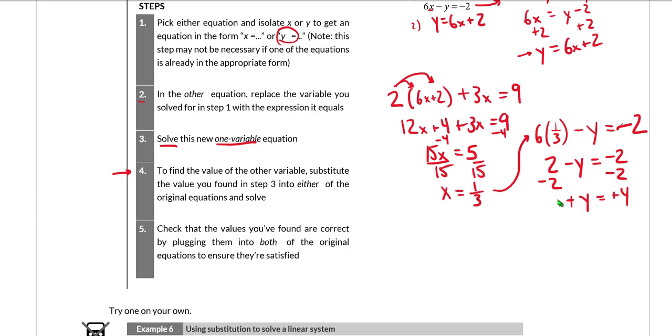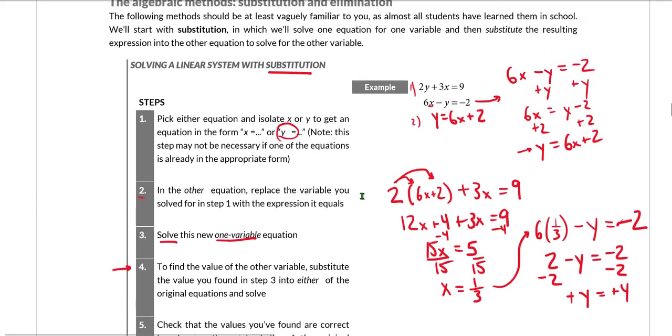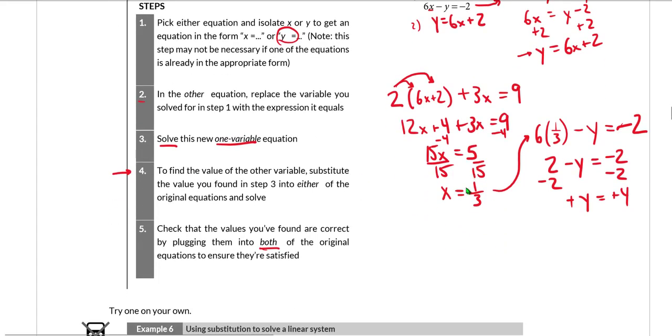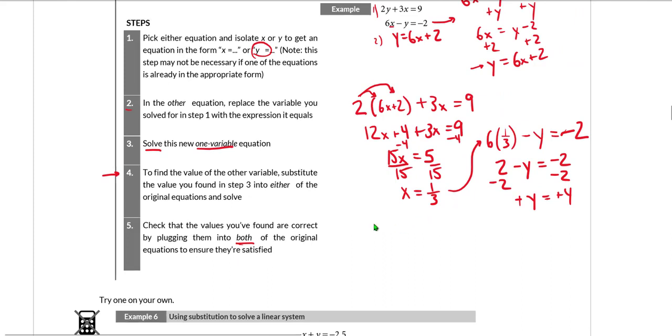But what I do want to do is check those values by plugging them into both of the original equations to make sure that they are satisfied. So in the first equation, 2y plus 3x equals 9. Let me zoom out here a little bit so I can see that. That is going to be 2y, which we found to be 4, plus 3x, which was 1/3, and that is supposed to equal 9. Let's see if it equals 9. That is 8 plus 1, since 3 times 1/3 is 1. So indeed, the first equation is satisfied by these two values of x and y.